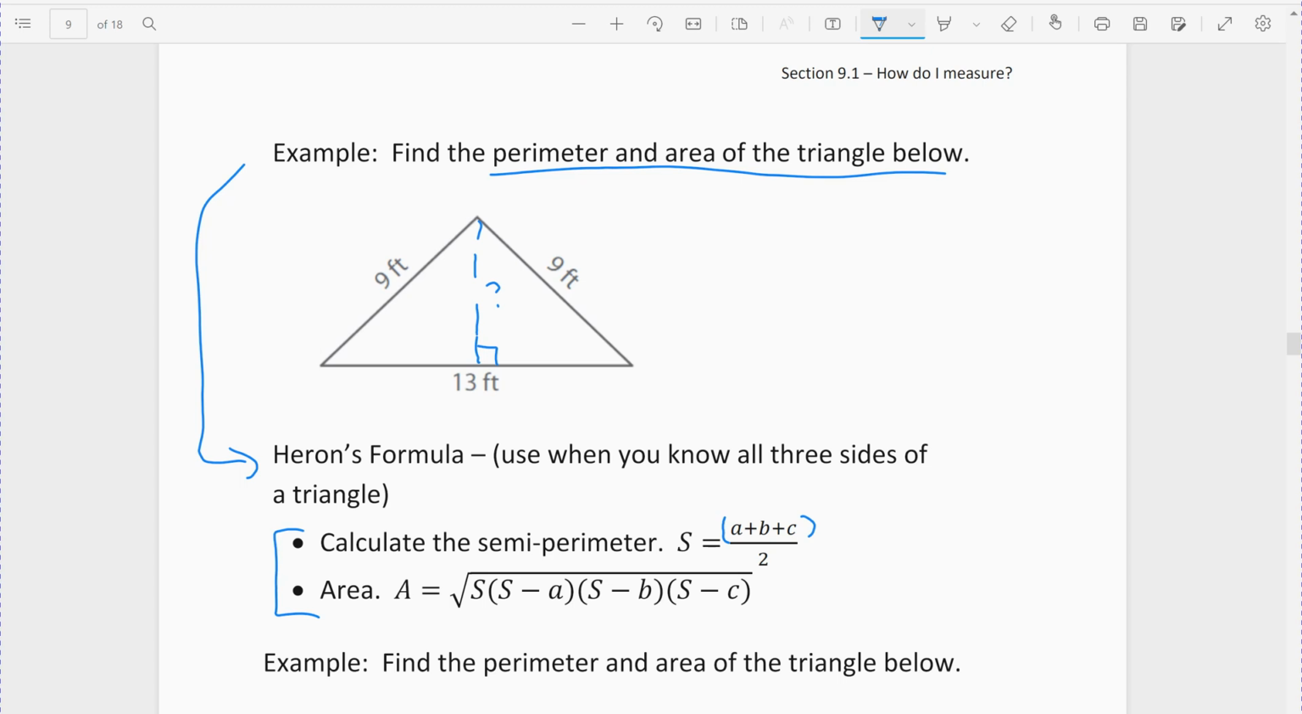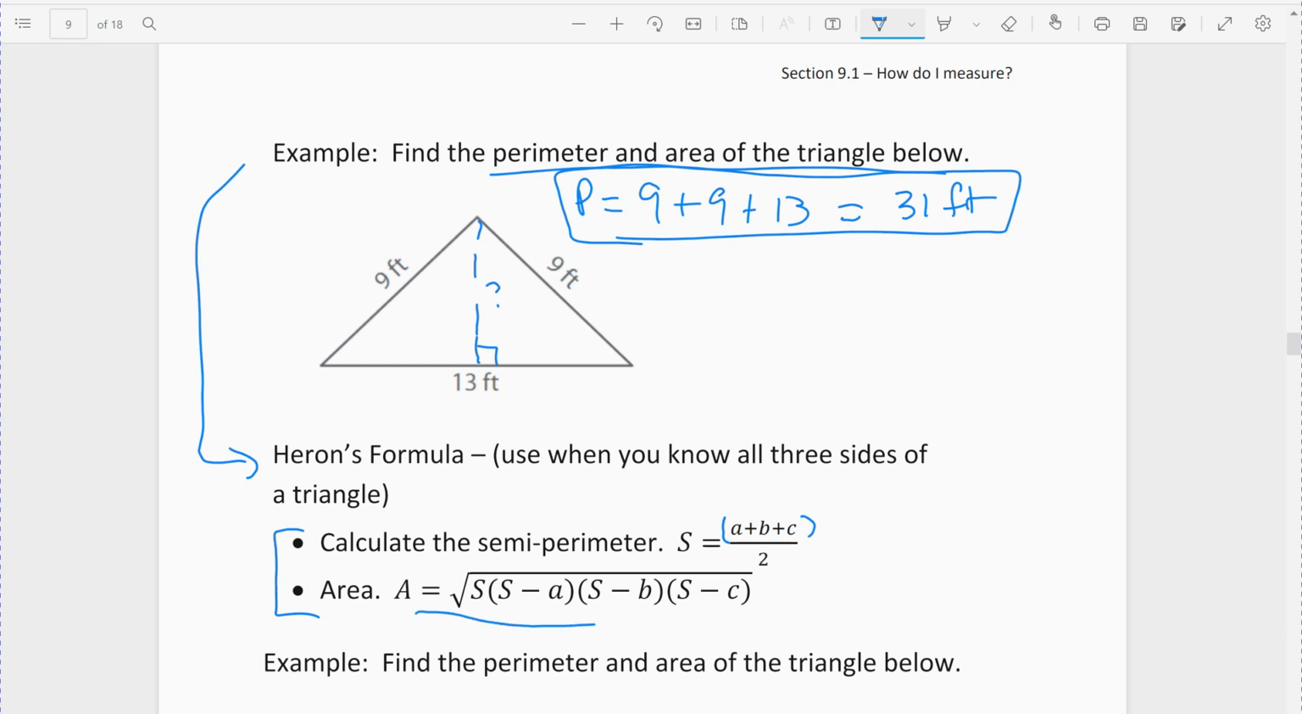First thing we're going to do is find the perimeter. So the perimeter is just 9 plus 9 plus 13, so the perimeter comes out to be 31 feet. We actually need that in order to do the Heron calculation for area, because what we have to find is this capital S, which is half the perimeter. It's called the semi-perimeter. And so we take our perimeter, which is 31, divide by 2, and so that comes out to be 15.5, and that's the capital S part of the formula. The other part of the formula are the sides. You can call them whatever you want, and I'll call this side A, I'll call this side B, and I'll call this side C.